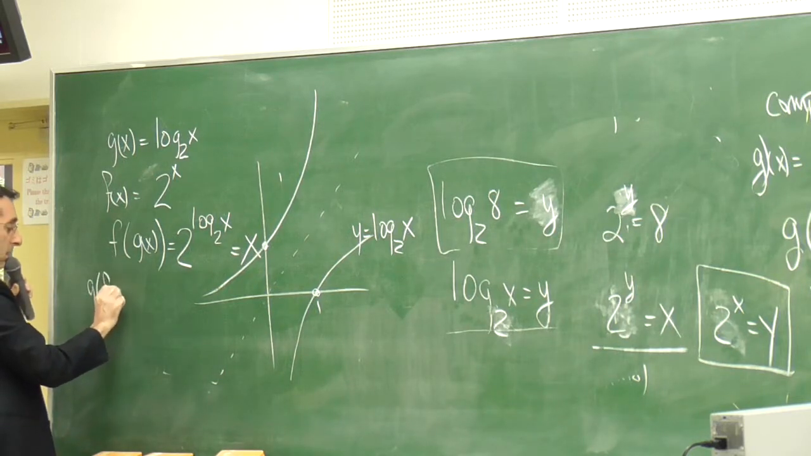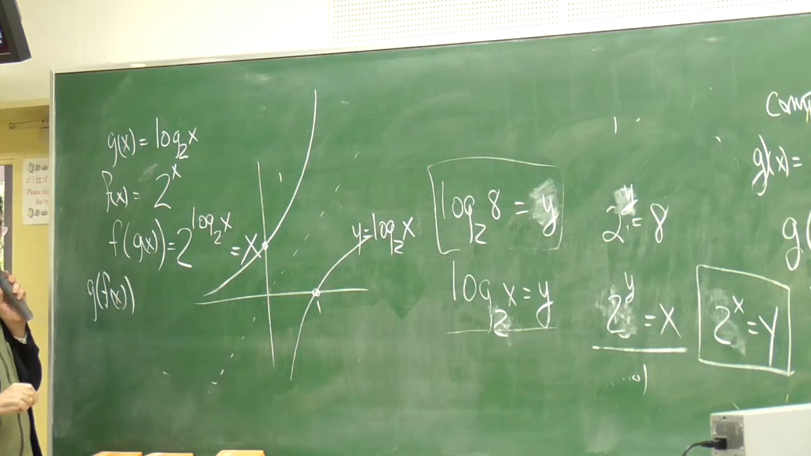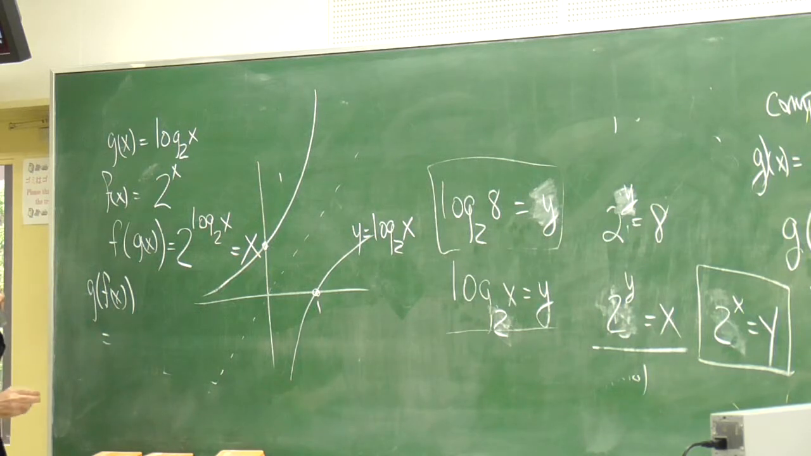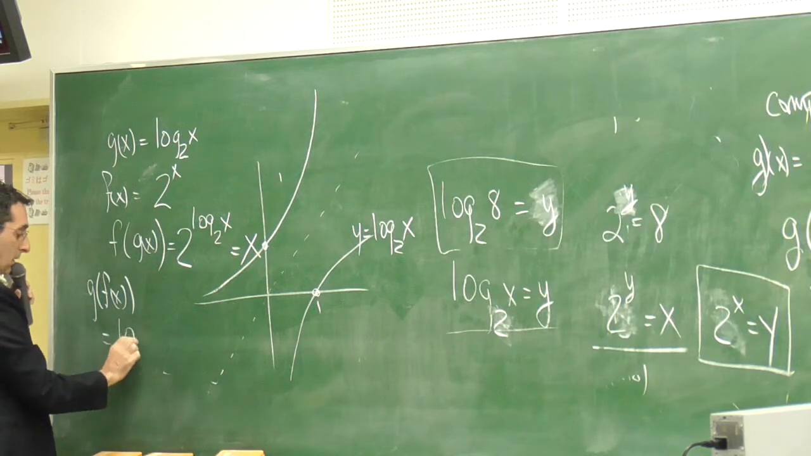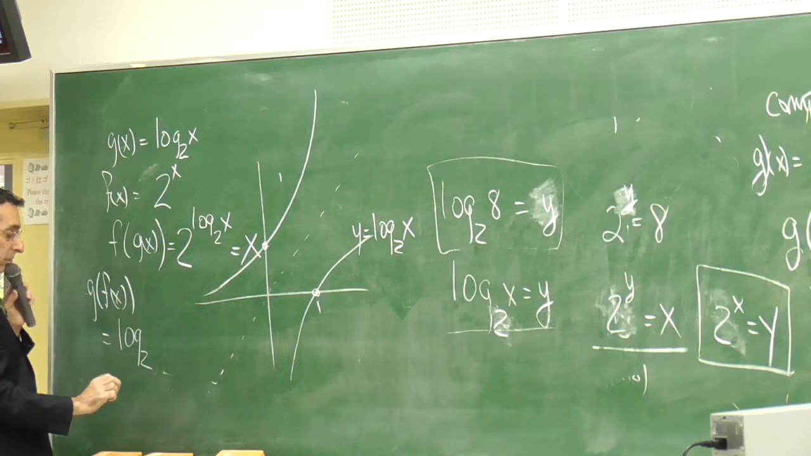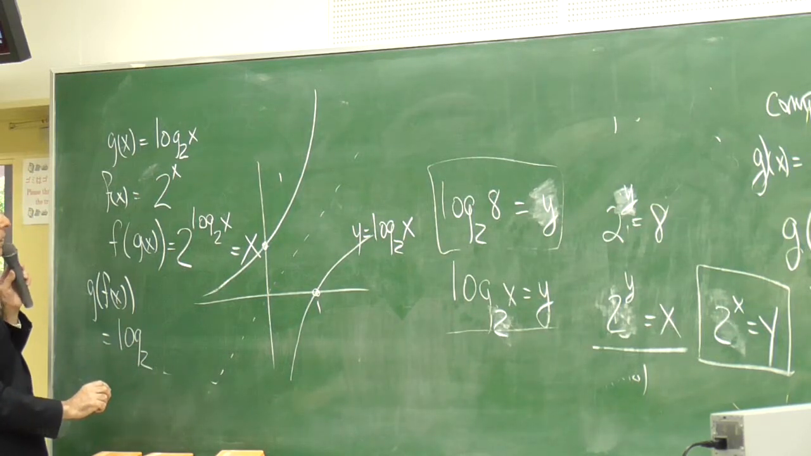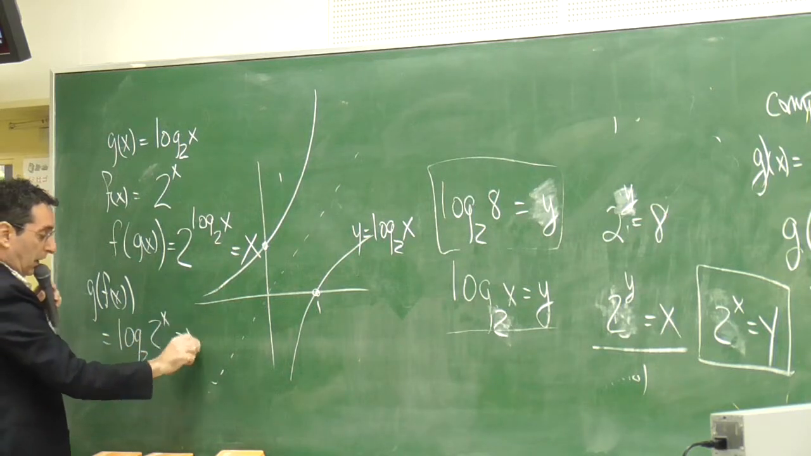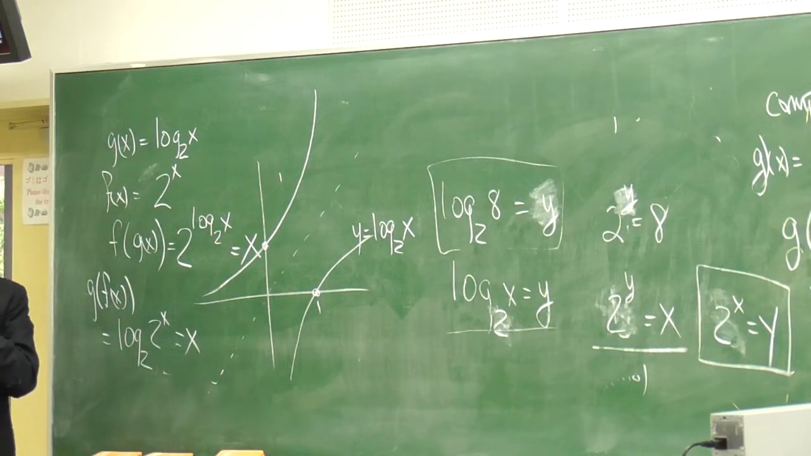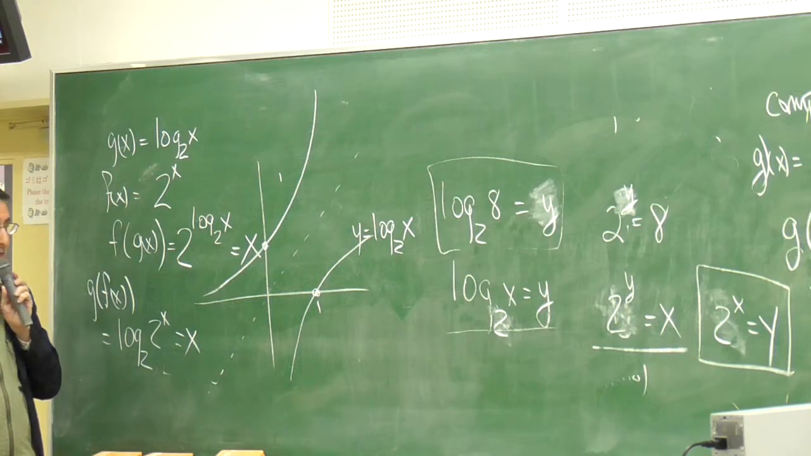And let's write it the other way. G of f. So how do I write that out? This also looks kind of complicated, but it's really not saying anything. So that's what? The log base 2 of 2 to the x equals x. Right? So those are not saying anything. Those are just because the log is defined to be the inverse of the other function. Okay? Of the exponential function.